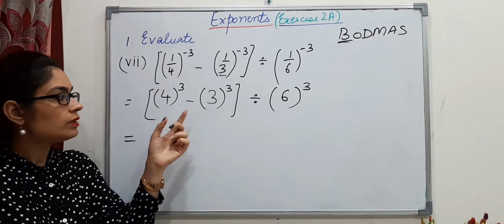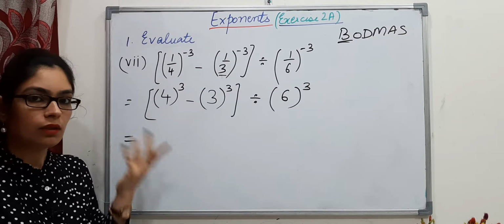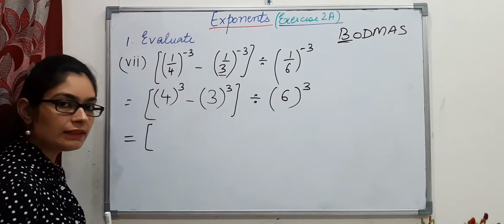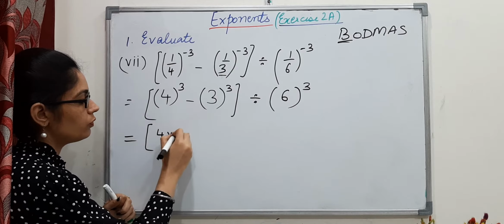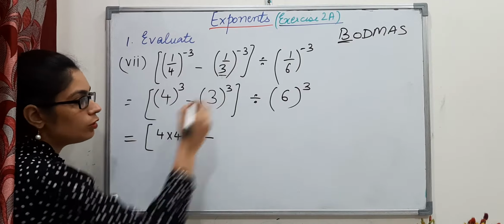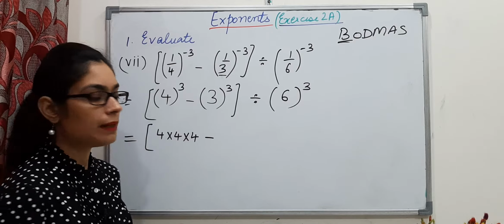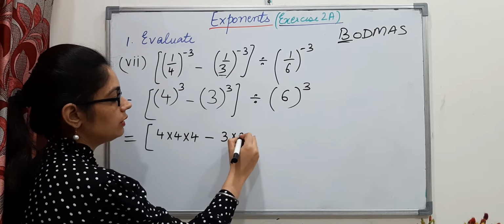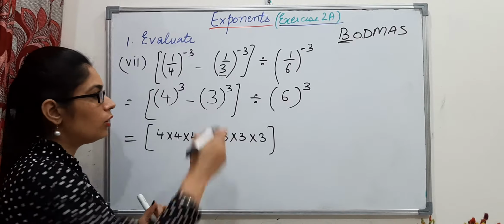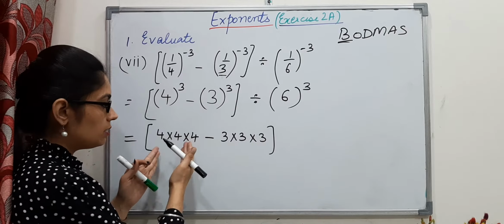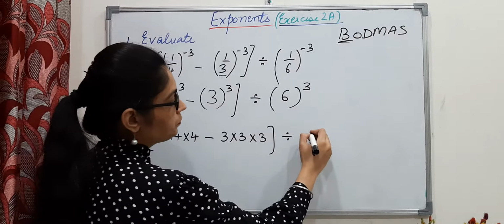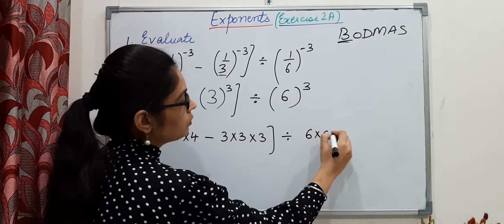Here, since a minus is there, we cannot apply any of the rules, so directly we have to solve. 4 to the power 3 means 4 into 4 into 4, 4 getting multiplied by itself 3 times. 3 to the power 3 means 3 getting multiplied by itself 3 times, so 3 into 3 into 3. I have just written the expanded form because we cannot apply any rule here, so we just have to expand it and solve it. 6 to the power 3 is 6 into 6 into 6.